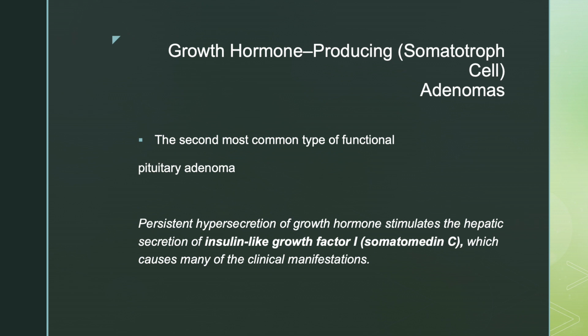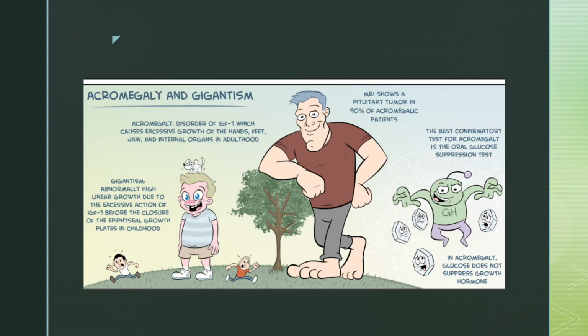What happens is when the growth hormone is being secreted in an excessive amount, it results in stimulation of a protein in the liver called insulin-like growth factor, also known as somatomedin C. This is secreted from the liver in response to the growth hormone from the pituitary gland. The increase in the insulin-like growth factor 1 results in many clinical manifestations. In children, this is called gigantism, and in adults, it is called acromegaly.